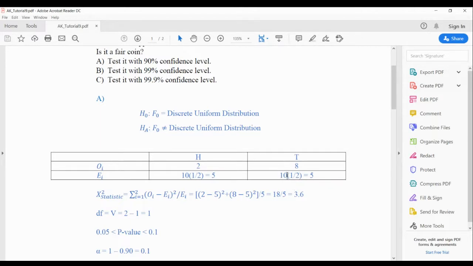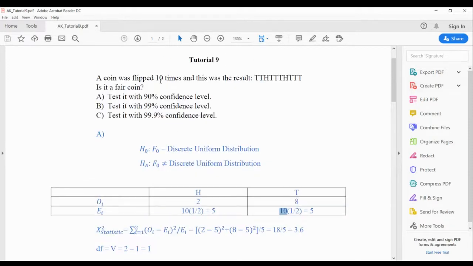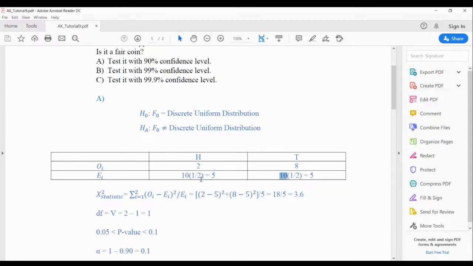And what is 10? This is the number of our trials. 10, because 10 times we flip the coin, and multiply it by the probability, so you can calculate the expected number of heads and tails.